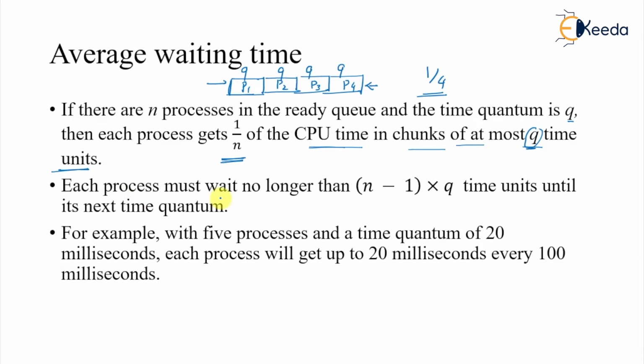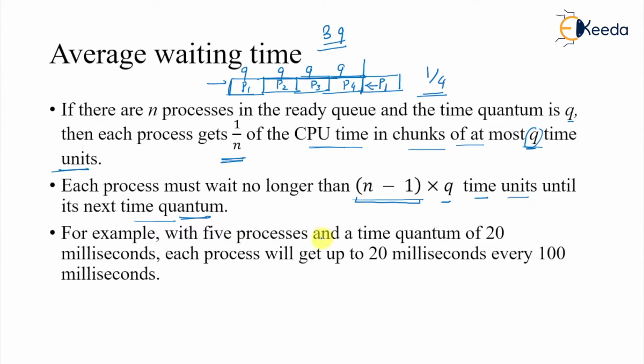Each process must wait no longer than (n-1)q time units until its next time quantum. So if I say P1, and after this I get P1 again, how long did P1 wait? It has waited this chunk and this chunk, so 3q, that is (n-1) times q, until it gets the next time quantum. This is at most. If some process exits in the middle, then this will be even less.